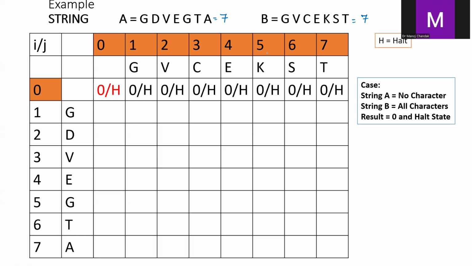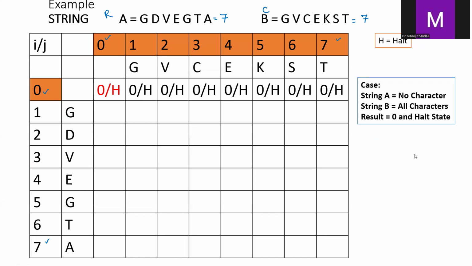So we have created a matrix of size 0 to 7 and 0 to 7. Second, we have written the strings A and B. String A is written on the row side and string B is written on the column side. On the row side, we are writing G, D, V, E, G, T, A. Similarly, on the column side, we are writing G, V, C, E, K, S, T.